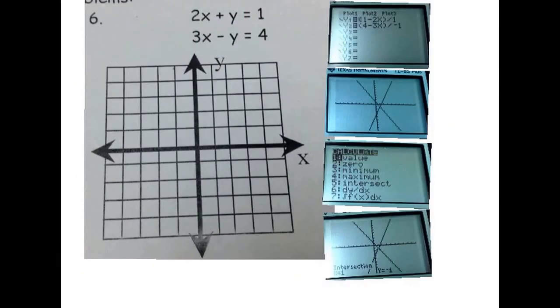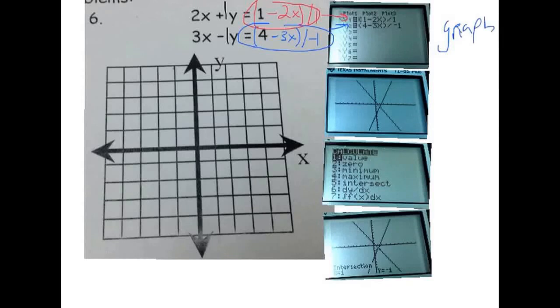All right, the next one we're going to use the same set of parentheses, everything. We want to make sure that we get 1s in front of these. Left-handed parenthesis, opposite of 2x, right-handed parenthesis, divide by 1. That's ready for the calculator, and we put that right there in y1. Left-handed parenthesis, opposite of 3x, right-handed parenthesis, divide by negative 1. That goes right there.